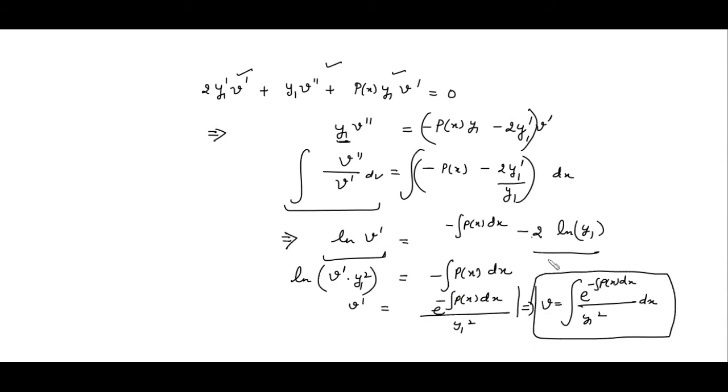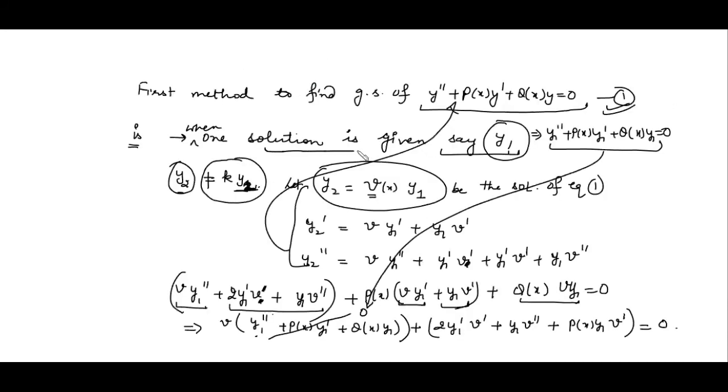Once we have the value of v, we put in this formula the value of v and value of y1, we get y2. Once we get y2, the general solution is of the form c1 y1 plus c2 y2. So in this way we can find out the general solution when one solution is known to us. This is the first method.